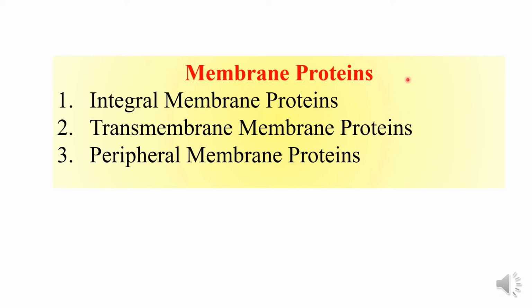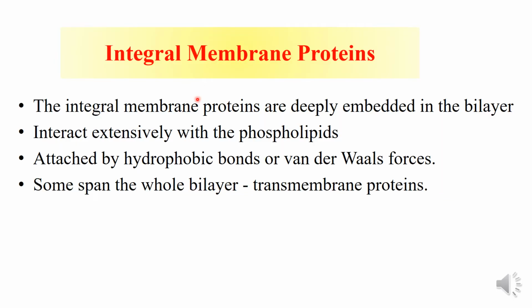Now we come to the next part, that is membrane proteins. Membrane proteins include integral membrane proteins, transmembrane proteins, and peripheral membrane proteins. The transmembrane proteins are also examples of integral membrane proteins, but I have taken them separately as they need greater explanation. Now, integral membrane proteins are proteins that are deeply embedded in the phospholipid bilayer. So it is inside the phospholipid bilayer, that is why it is integral. They interact extensively with the phospholipids. They are attached by hydrophobic bonds or van der Waals forces. Some of the integral proteins span the whole lipid bilayer several times, or more than once. So that is known as transmembrane proteins.